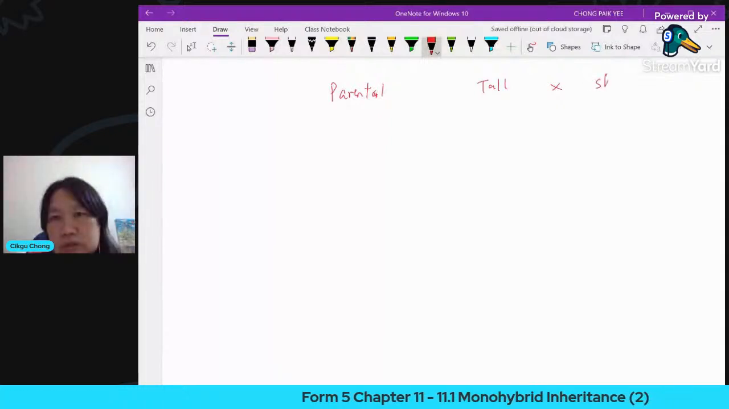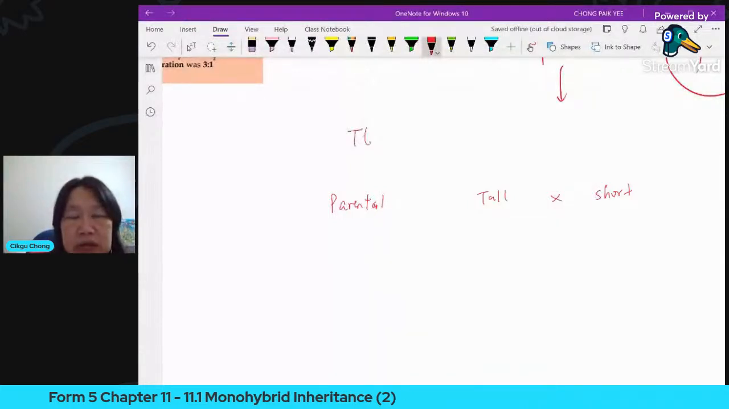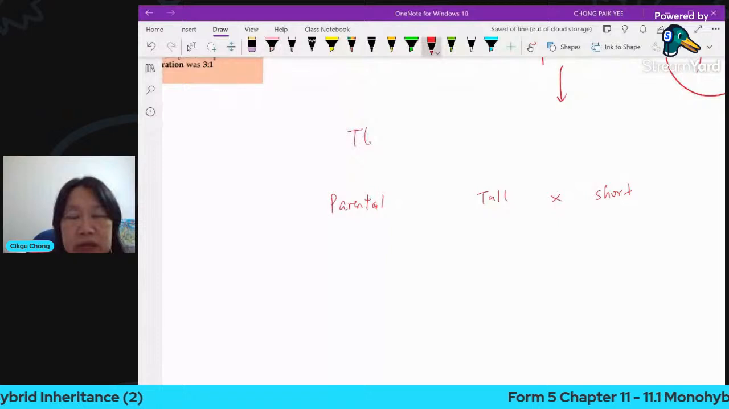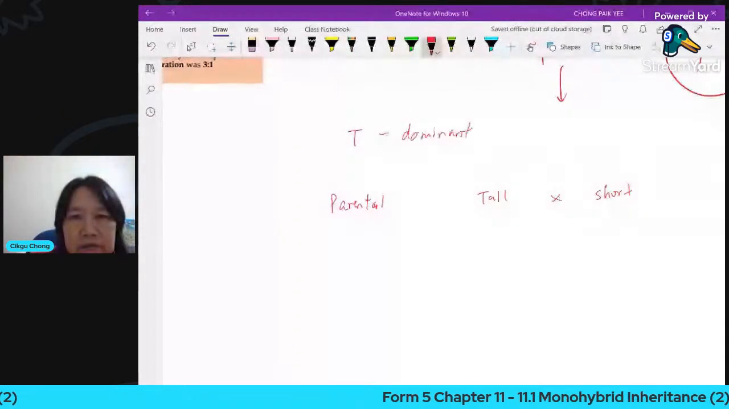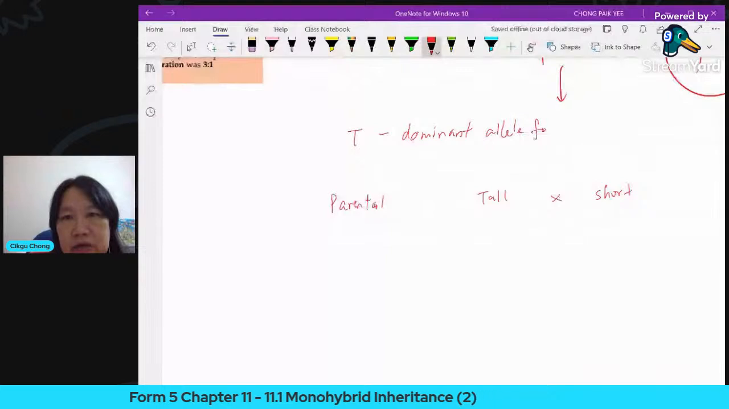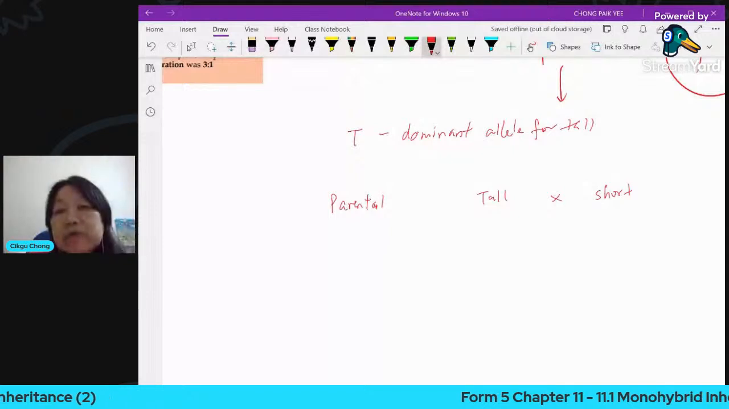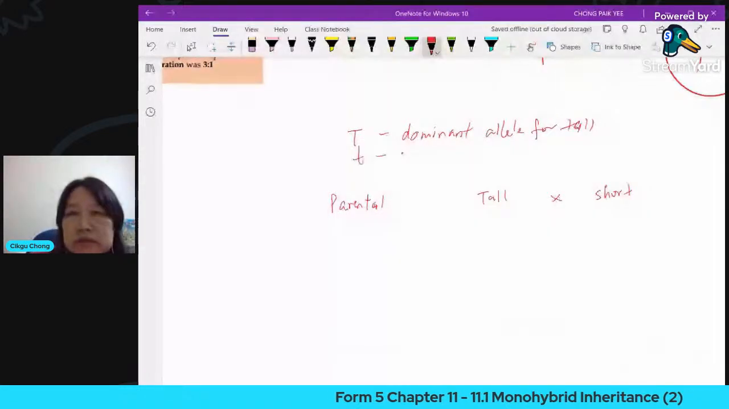Before that, you always write your key. Capital T is the dominant allele for tall. This is how you do it. Okay, now follow me. Always write your key first. You're telling people what the symbol is for. Small t is the recessive allele.